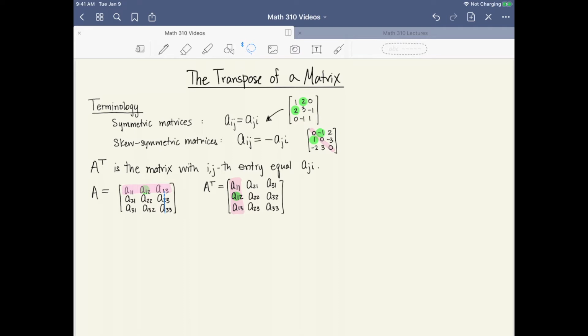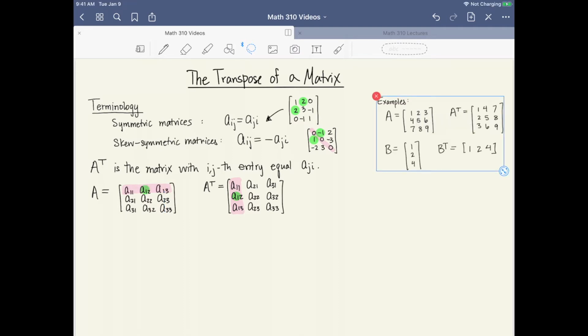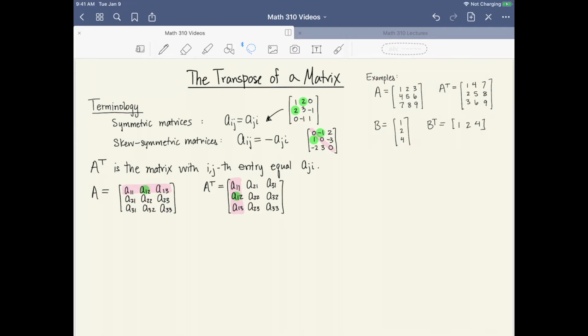Here's a couple of examples with actual numbers in them. If I have the matrix A, which is 1, 2, 3, 4, 5, 6, 7, 8, 9, then A transpose is going to be 1, 4, 7, 2, 5, 8, 3, 6, 9. Because 1, 2, 3 in the first row goes into 1, 2, 3 as the first column of A transpose, and so on and so forth. This is an example where we're dealing with a square matrix. So it's 3 by 3, and then A transpose is also 3 by 3.